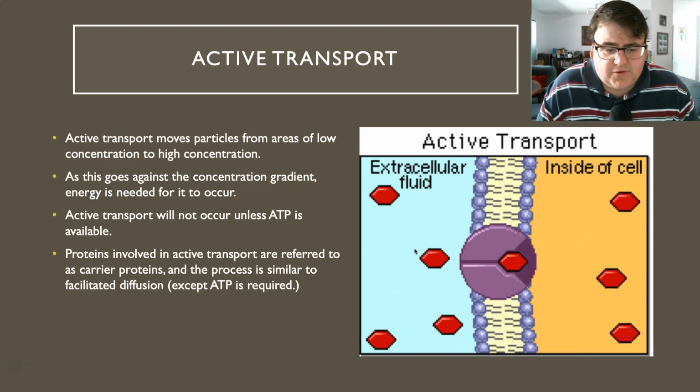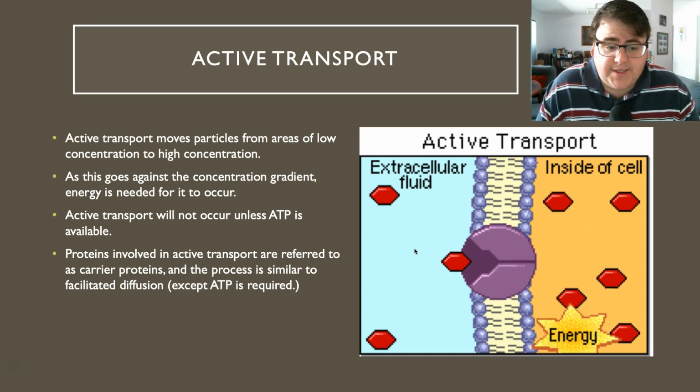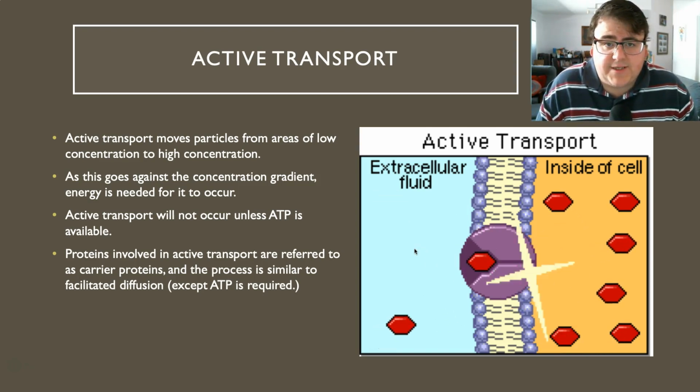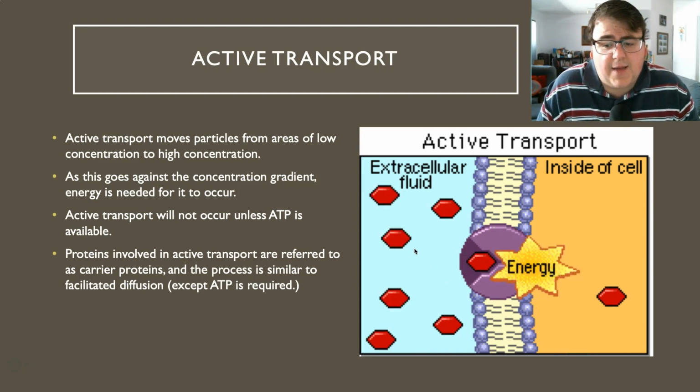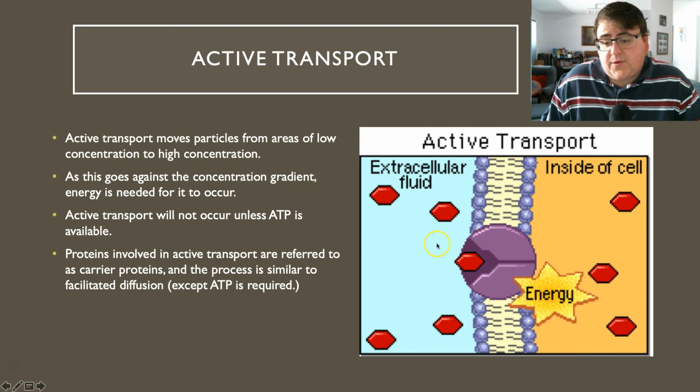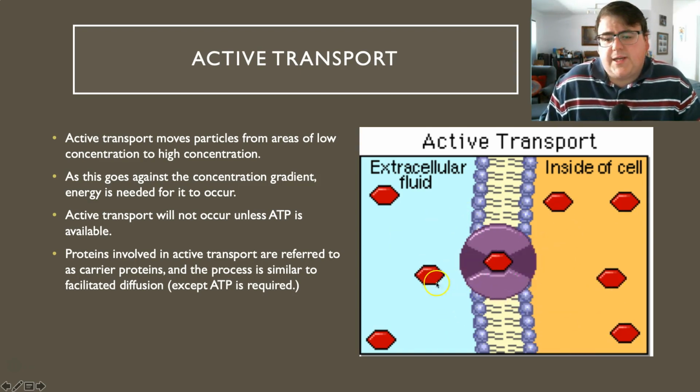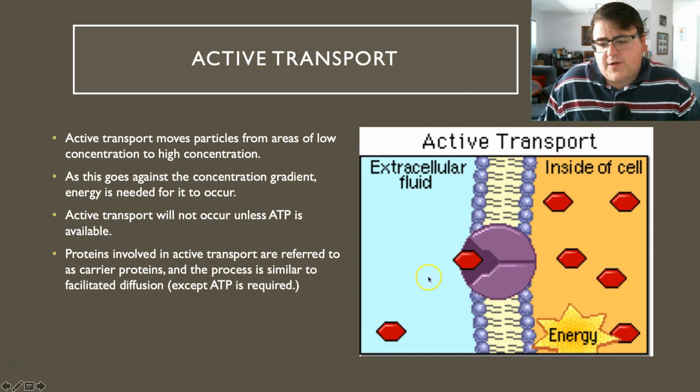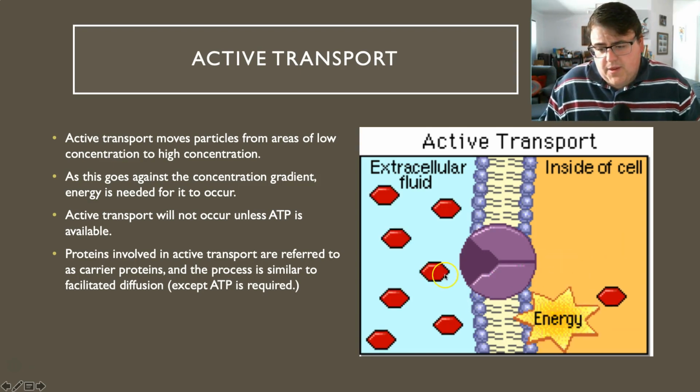Proteins that are involved in active transport are referred to as carrier proteins, and the process is very similar to facilitated diffusion, except they need energy to happen. If we look at the diagram on the right here, originally we're starting with high to low, but once we reach equilibrium, the actual process continues to occur.